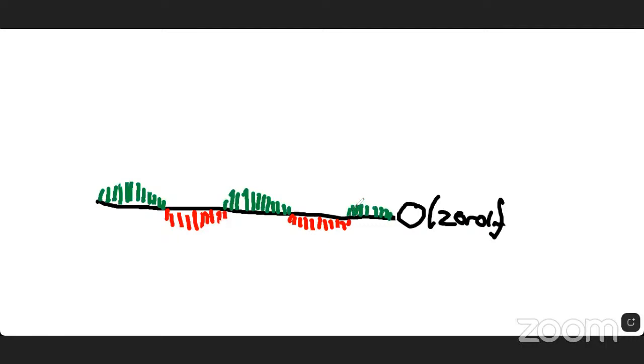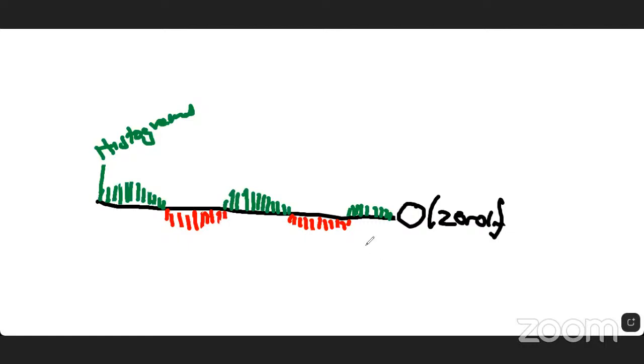Like this, like this, like this. These, either green or red, they are called histograms. Whether they are green or red, they are called histogram.